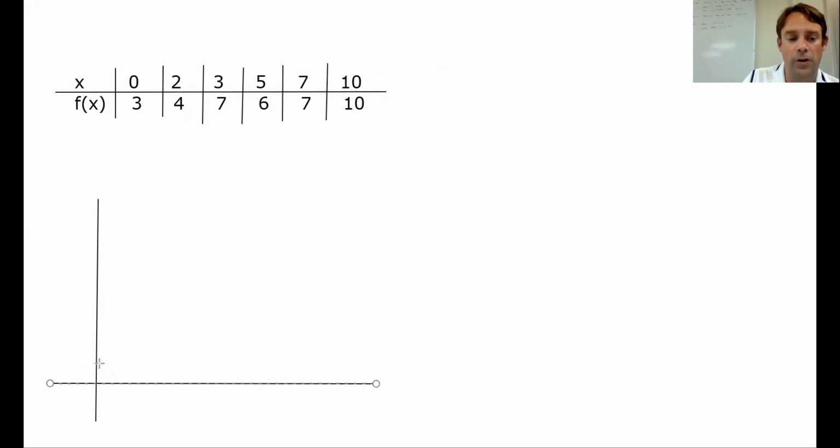But we need to be able to figure out the left sum and the right sum. So this represents some function, and I don't know every value on the function. I just know a few of the values.